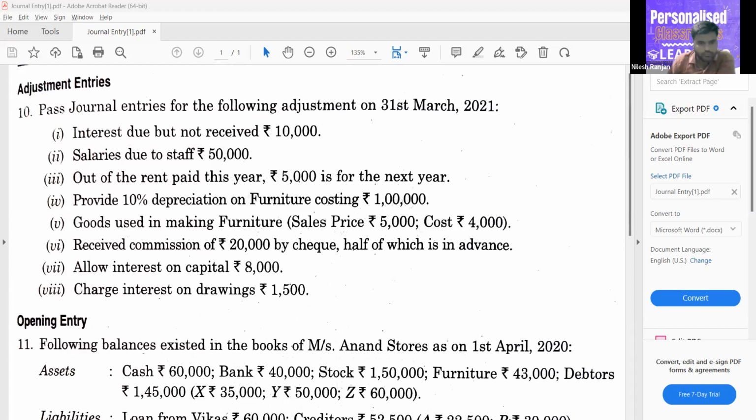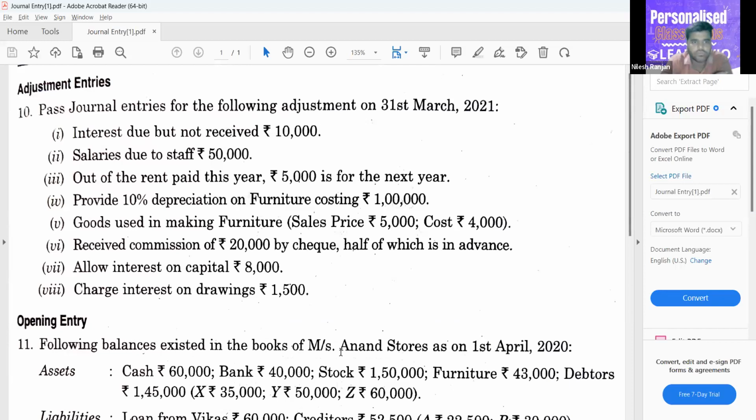First one is accrued interest account debit to interest account. Yes, interest receivable, you can say. Accrued interest is also called interest receivable. Okay, so interest receivable account debit to interest. Okay, sir.